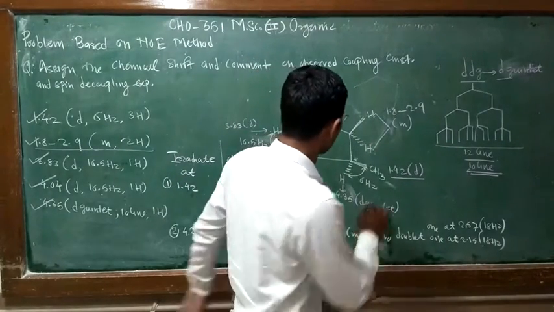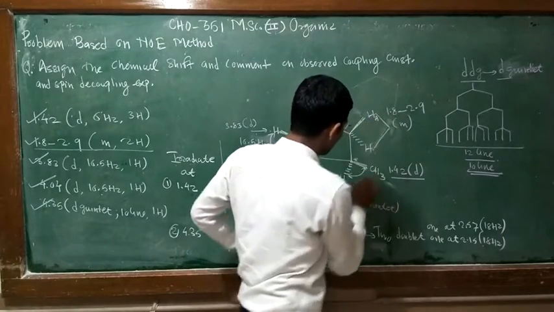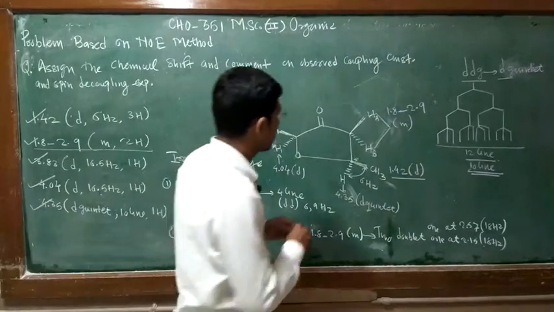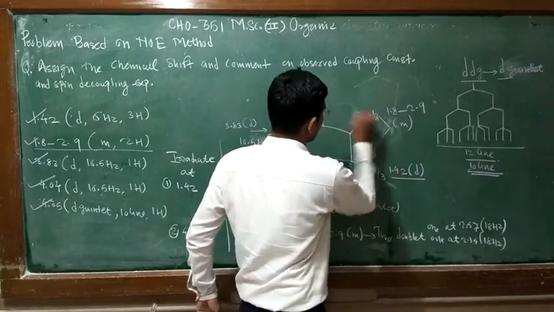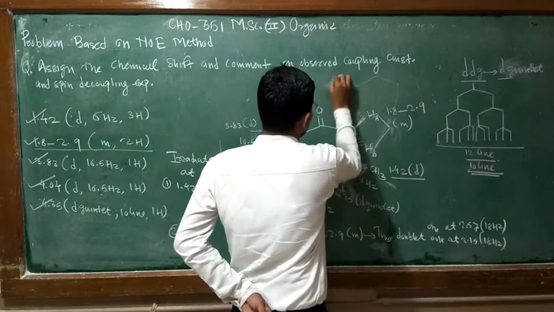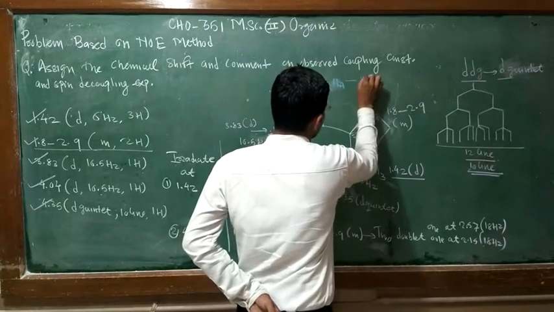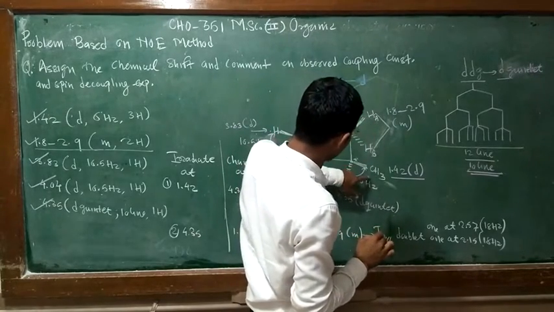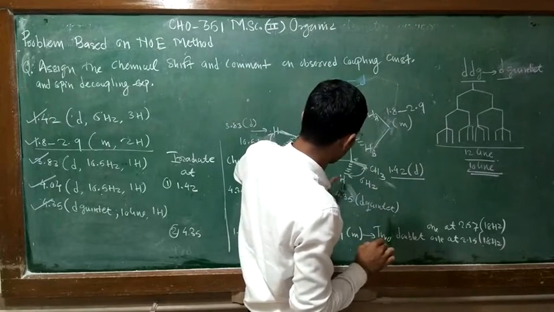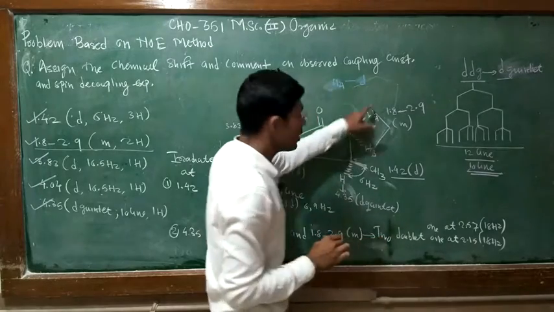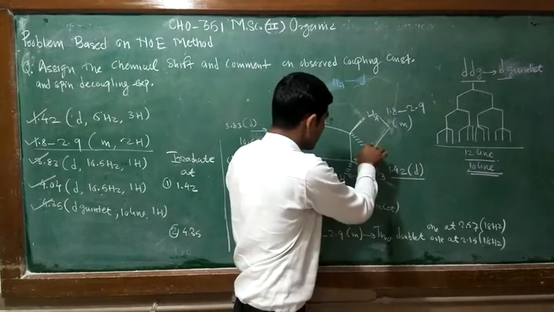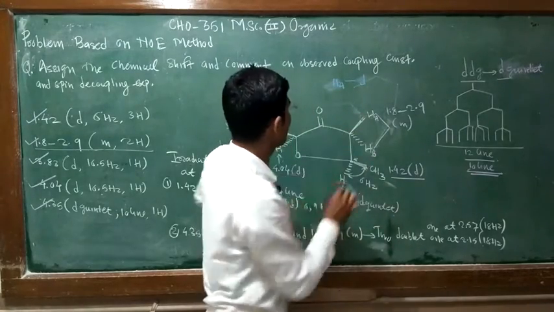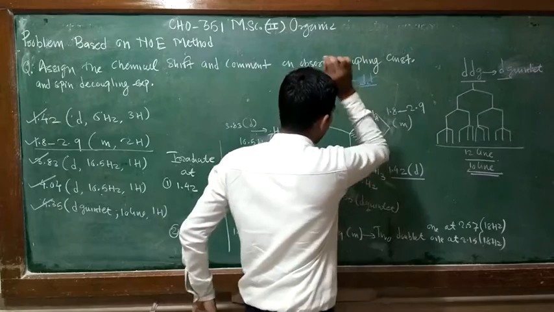Suppose you consider the proton HA, this HA proton, and this is HB proton. So this HA proton couples with HB, so it shows the signal doublet. See here, HB also couples with this proton, the 4.35 proton. Which coupling is this? This is the geminal coupling, and then this is the vicinal coupling. So doublet, so doublet of doublet.